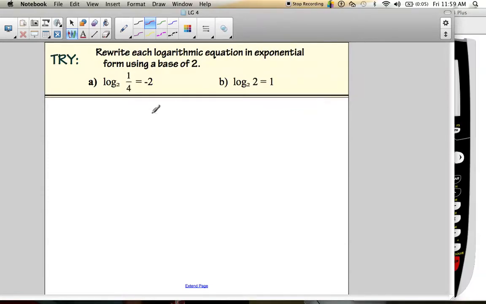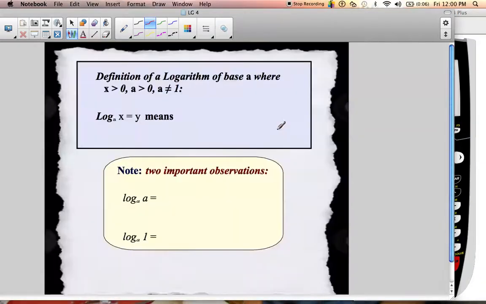So now I want you guys to try. Again, you can pause and do it yourself and then check your answers with mine. Boot up. 2 to the negative 2 equals 1/4. 2 to the 1 equals 2. All right, let's move on.